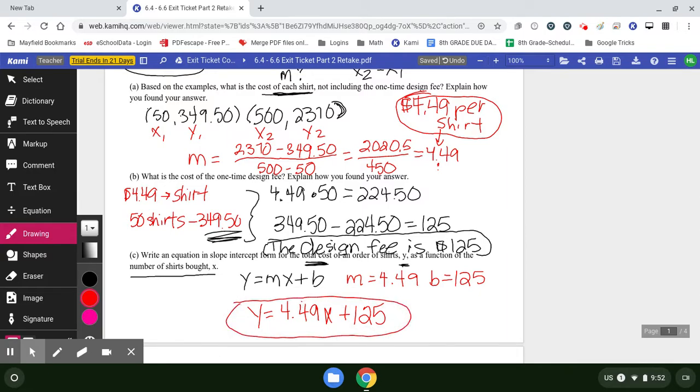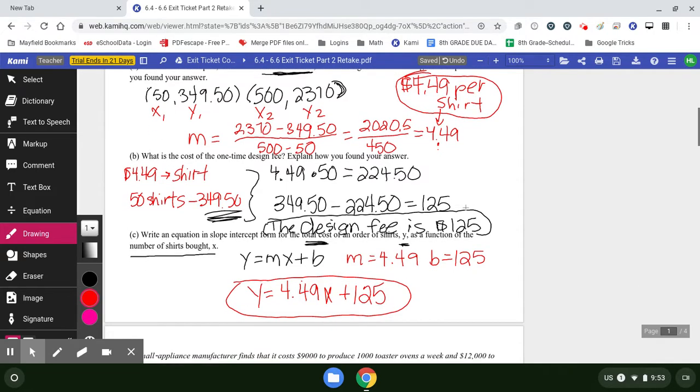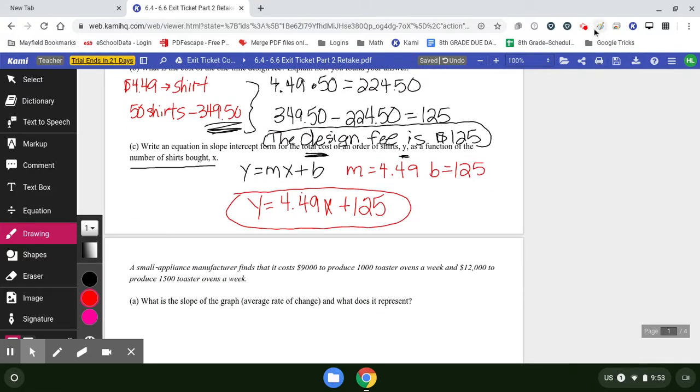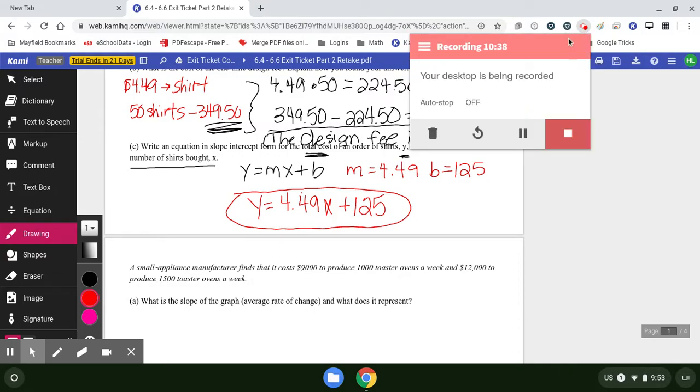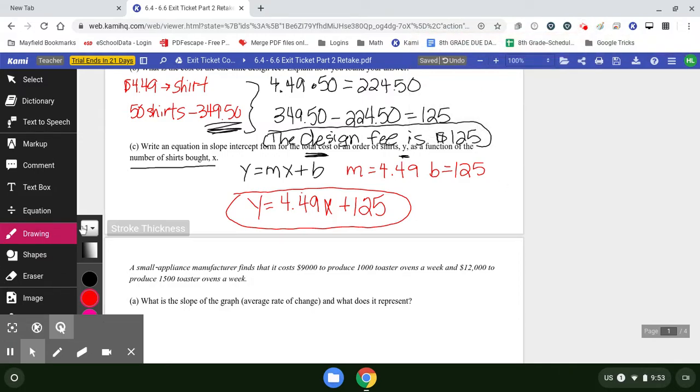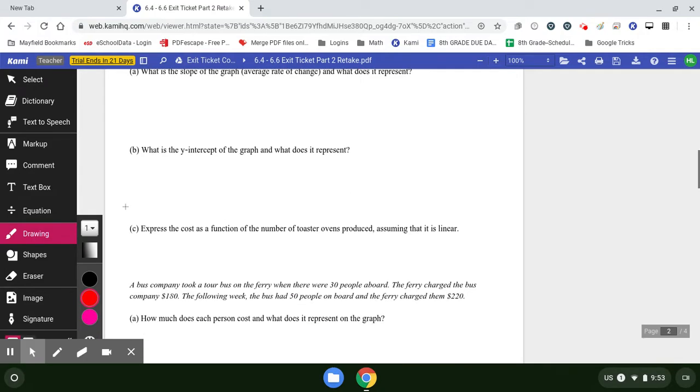And that's my equation. So this was exit ticket part 2, the original one, and I just went through it with you so that you can see what to do. Okay, so I have a few more examples that we're going to go through right now. So let's look at the next problem.